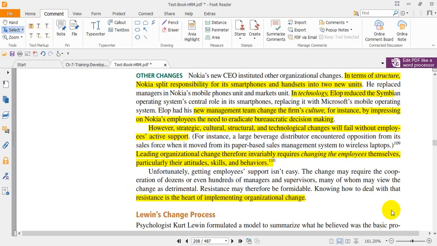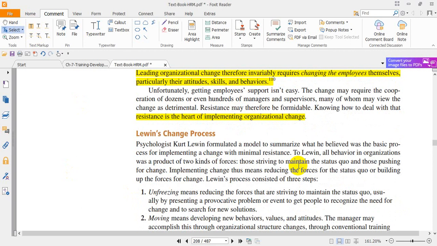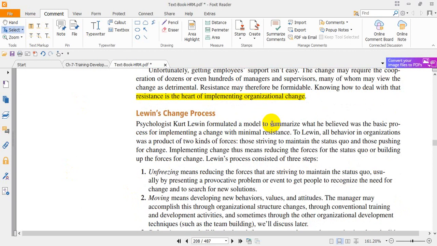And we need to know how to deal with the resistance to change. Here we'll talk about two methods or two processes for how to implement organizational change. The first one is Lewin's change process.